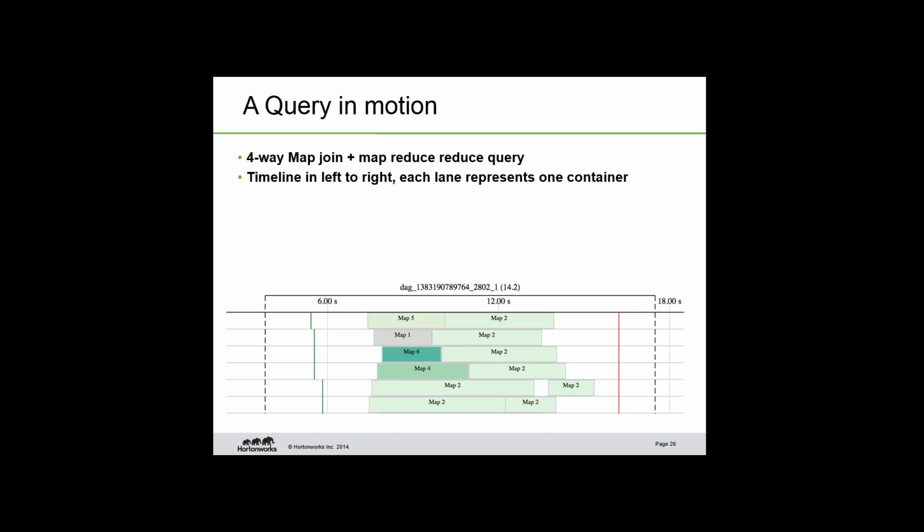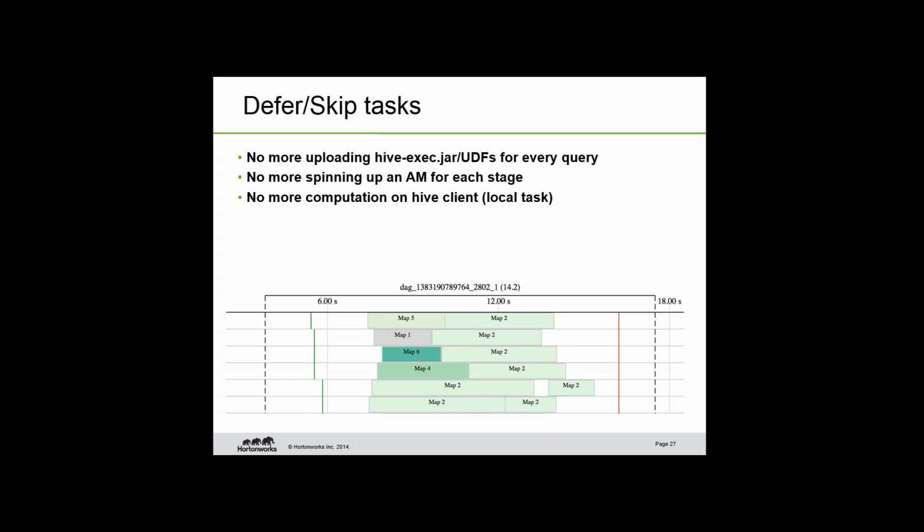Just as an example, suppose a query is in motion. There are four ways for a map join plus MapReduce reduce query. If the timeline runs left to right, each lane represents one container, and it represents the DAG execution phases for the corresponding MapReduce job phases for the query. Similarly, we would be able to check the skipped or deferred tasks.